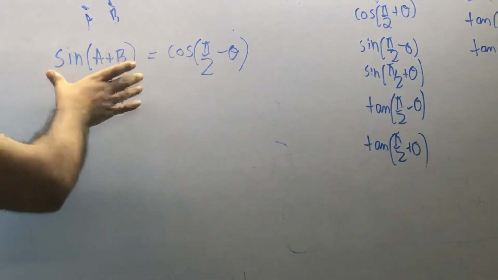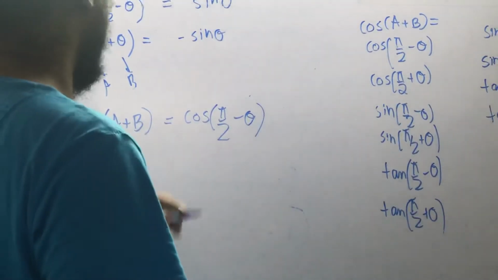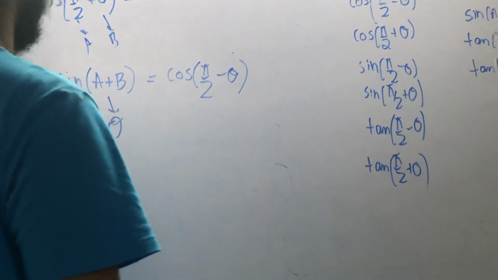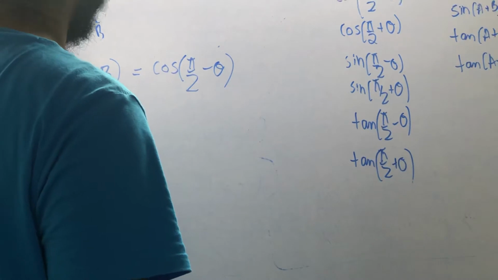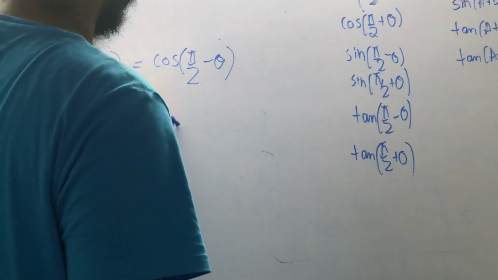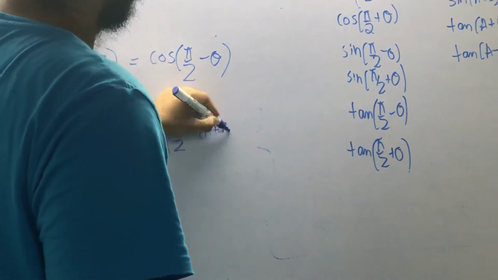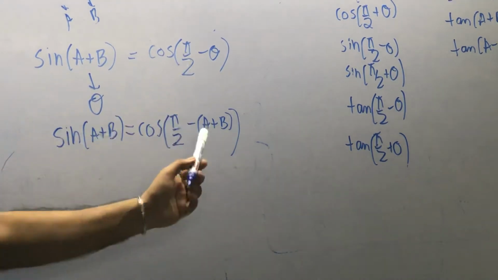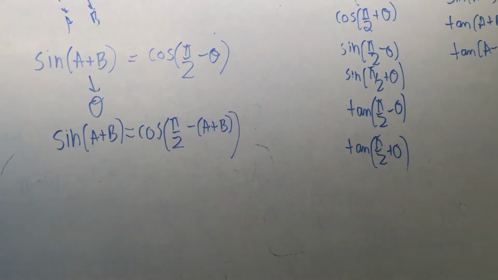Yes, cos pi by 2 minus theta is sin theta. We have done this identity over here. Okay, so just now what we will do is sin a plus b. I just put the value of theta. Theta is a plus b. I assume that, so I put that in the equation.